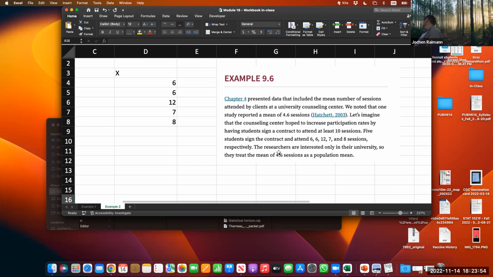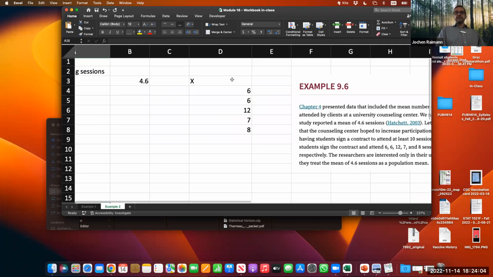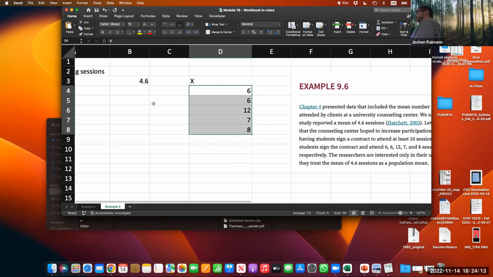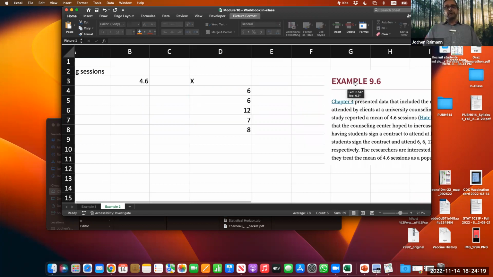The researchers are interested only in the university, so they treat the mean of 4.6 sessions as a population mean. So essentially what you want to do is compare these individual entries of these 5 students to the population mean. Now the standard deviation is not given. Do you need to calculate the standard deviation? That's how the exercise starts.